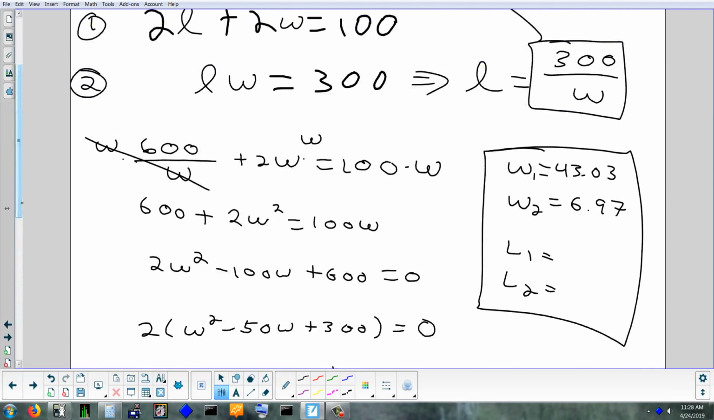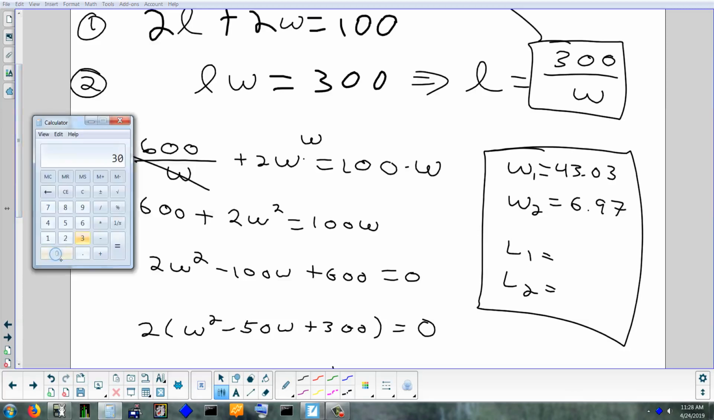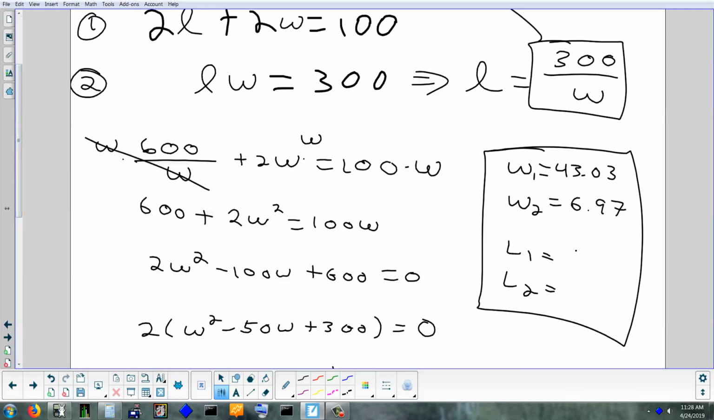Okay. How would I get L1 now that I know W1? Plug W1 back into your original equation. Yeah, just plug it back. I would just plug it right into this one. Just take 300 divided by W, and there's your answer for L. So watch what happens. 300 divided by 43.03. 6.97. And what do you think I'm going to get for L2? 43.03. Or maybe 0.4 because of rounding, but.